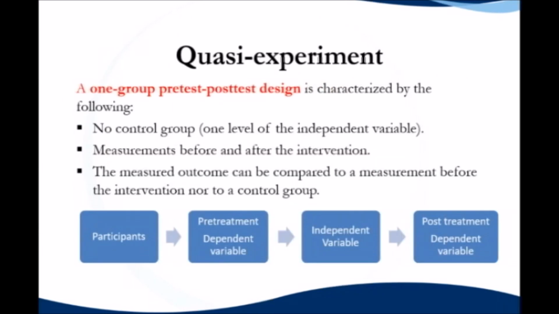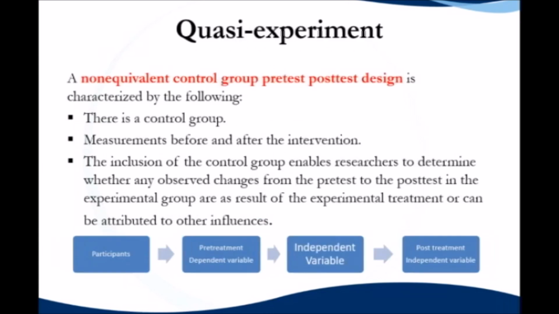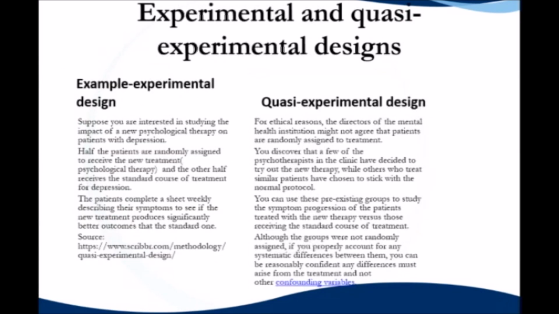These are some examples. I'm not going to go through them because of time, but these are some examples of a quasi-experiment. I just want to come to this example here. Suppose that you want to study the impact of a new psychological therapy on patients with depression. Half the patients are assigned to receive a new treatment, and the other half receive a standard course of treatment. Here I just want you to see the difference between when the study is truly experimental and when the same study is truly quasi-experimental.